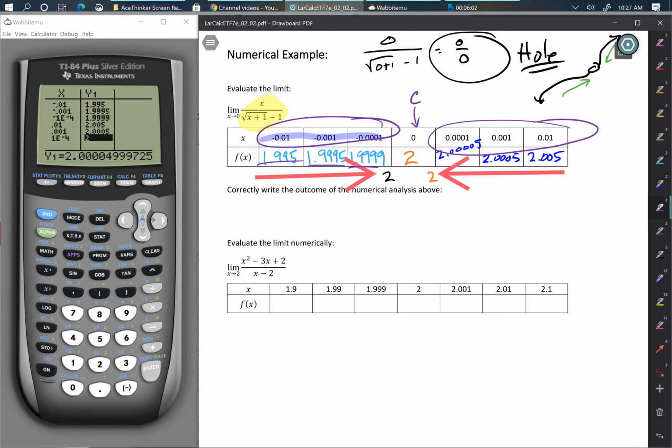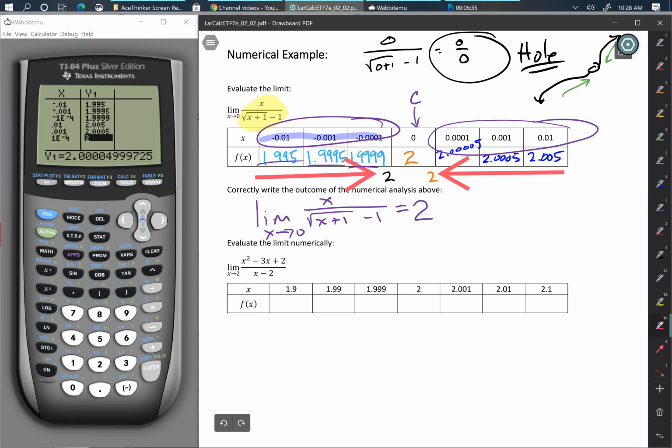So coming in with those numbers to the left of 0, it looks like it's approaching 2. And then going in with those numbers to the right of 0, it again looks like it's approaching 2. So it looks like both sides come together at 2. And then to write it all out correctly, in the end, I would say that the limit as x approaches 0 of x divided by the square root of x plus 1 minus 1 is 2.